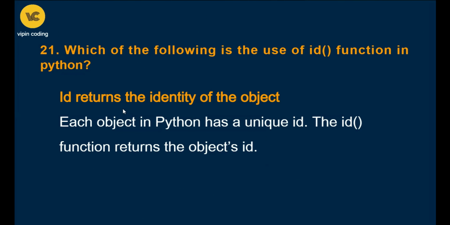The answer is, id returns the identity of the object. Each object in Python has a unique id. The id function returns the object's id.